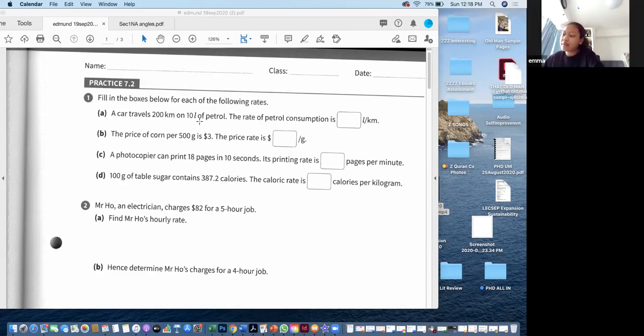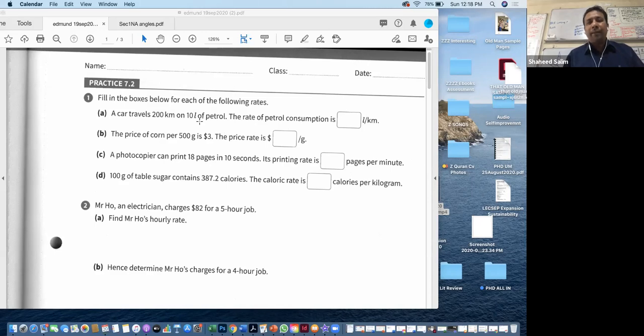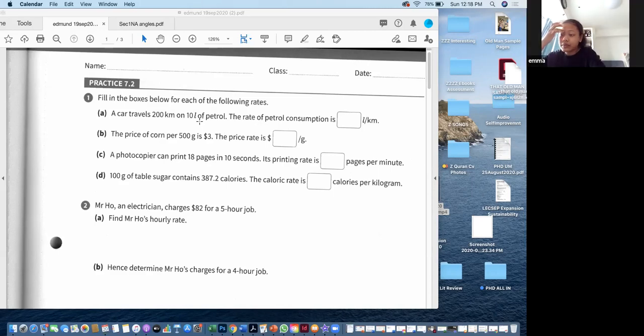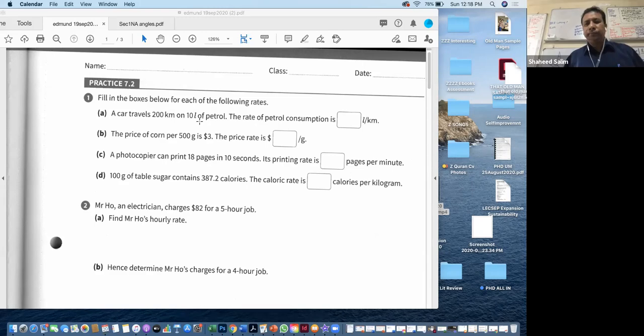0.05. Well done. Okay, next one. 0.006. Well done. Next one. Careful, sometimes, yeah, this is in minutes. This is in seconds. Be careful. One is in minutes, one is in seconds. So this time, the formula doesn't work. You got to do something.